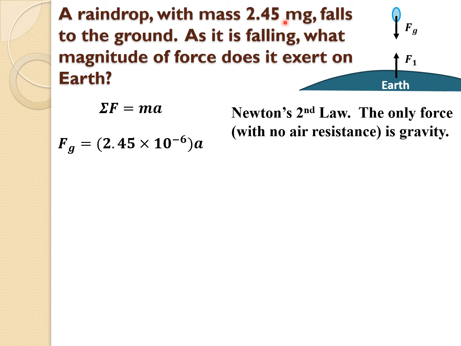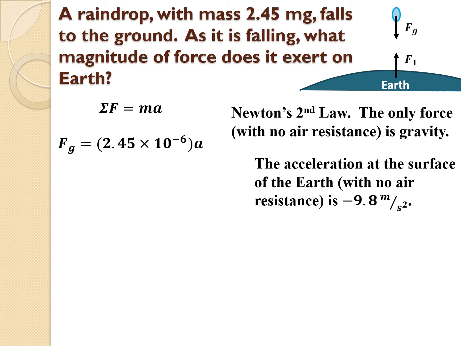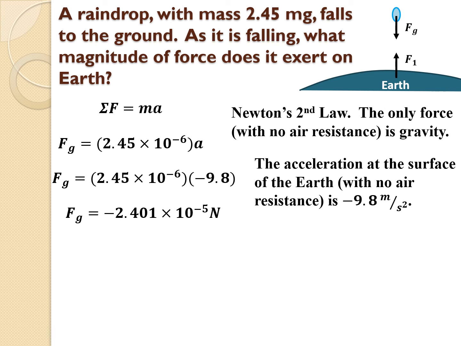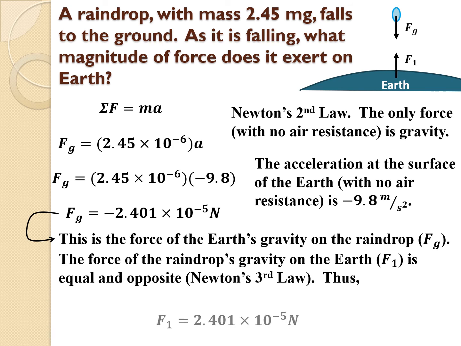Now this mass is originally in milligrams. It needs to be converted to kilograms, so we divide by a million, or divide by 10 to the 6, and we get 2.45 times 10 to the negative 6 kilograms, and multiply that by the acceleration. Now anything that's falling on Earth with no air resistance is going to have an acceleration of negative 9.8 meters per second squared. So we can plug that in for the acceleration. We get the force that's going to be applied to this raindrop is negative 2.401 times 10 to the negative 5th newtons. Now that's the force that the Earth is applying to the raindrop.